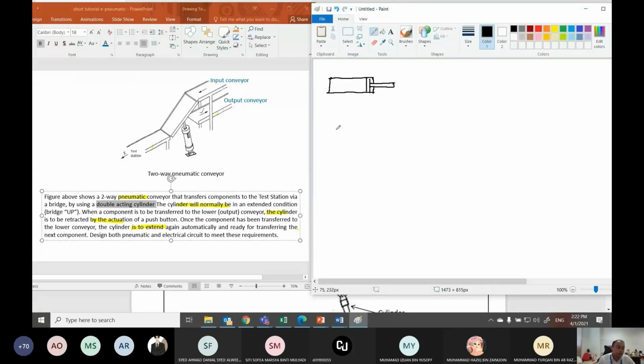Okay, and then it never specify what type of DCV. But you know that when you learn in the lecture, when you have a double acting cylinder, you can use either 4-2 ataupun 5-2 DCV, right? Okay. So in this case, I choose to use 4-2. So I just draw first 4-2.